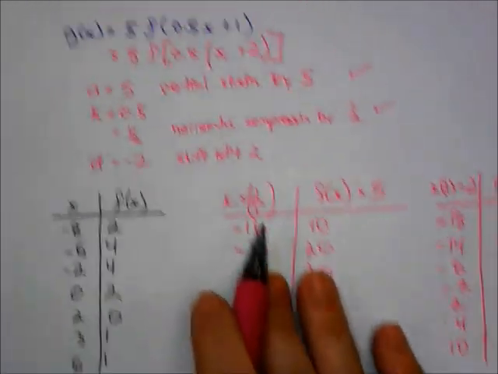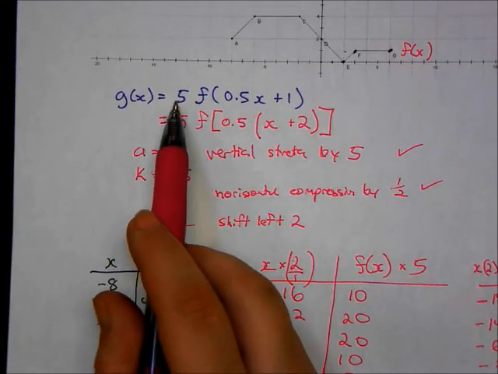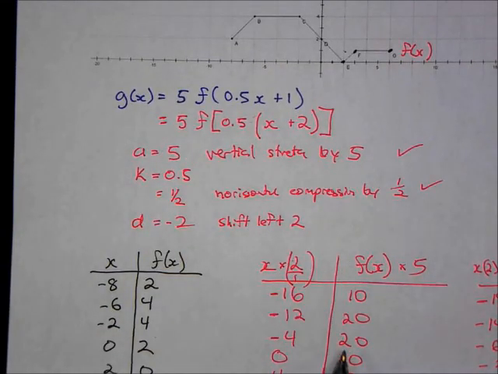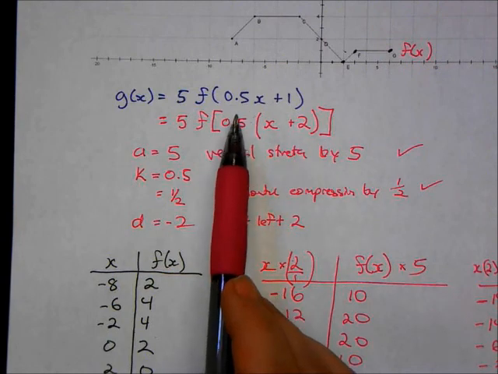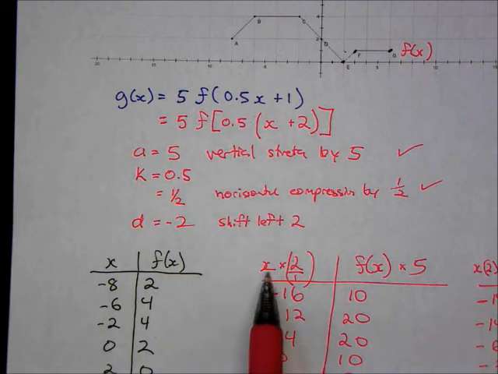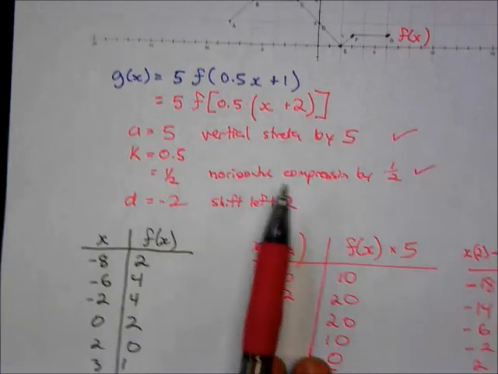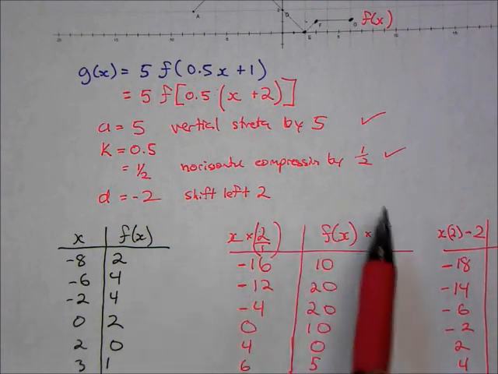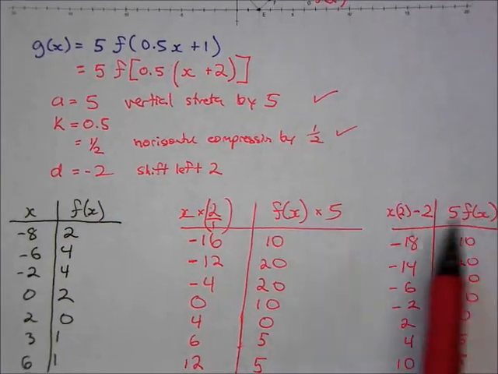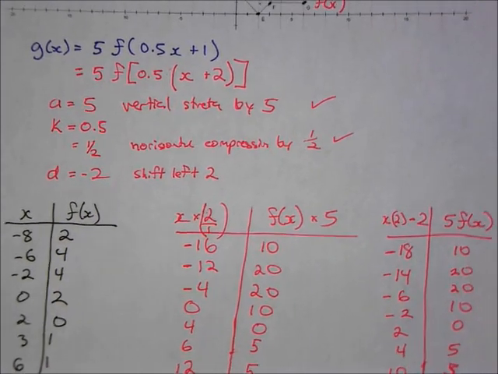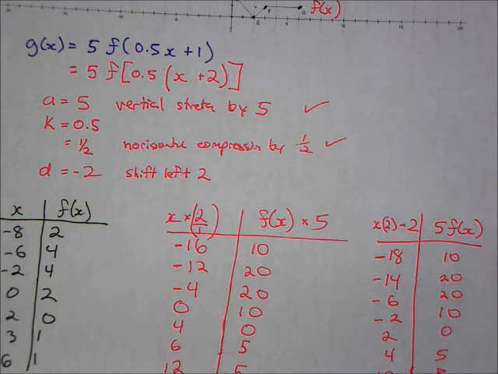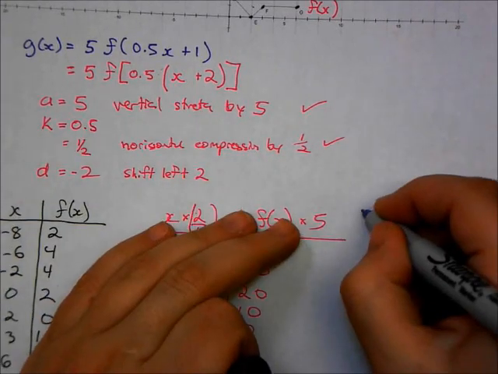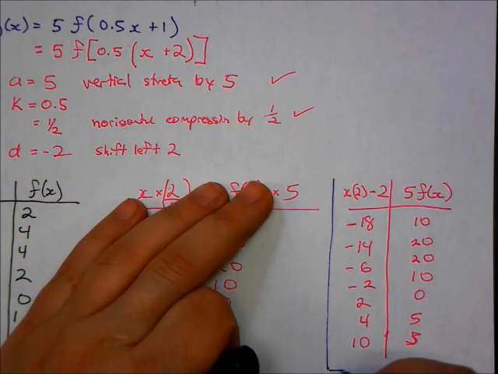I've applied my 5 by multiplying all my y values by 5. I've applied my 0.5 by multiplying all my x values by 2. And I've applied my plus 2 by subtracting 2 from each of my final x values. I've applied the stretches before I've applied the translations. So my new points are the ones that I'm going to plot.